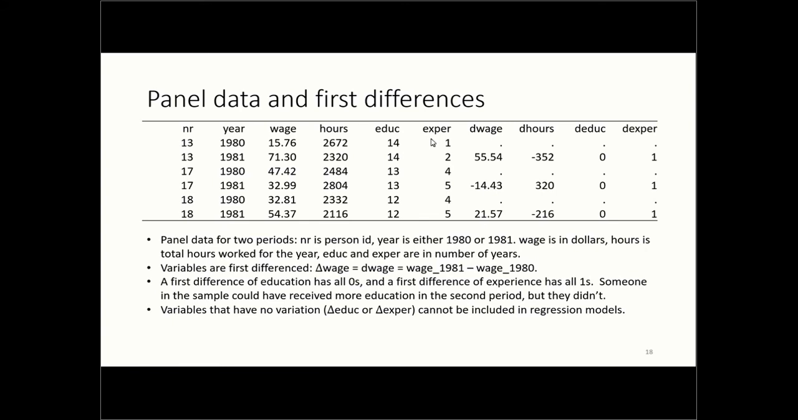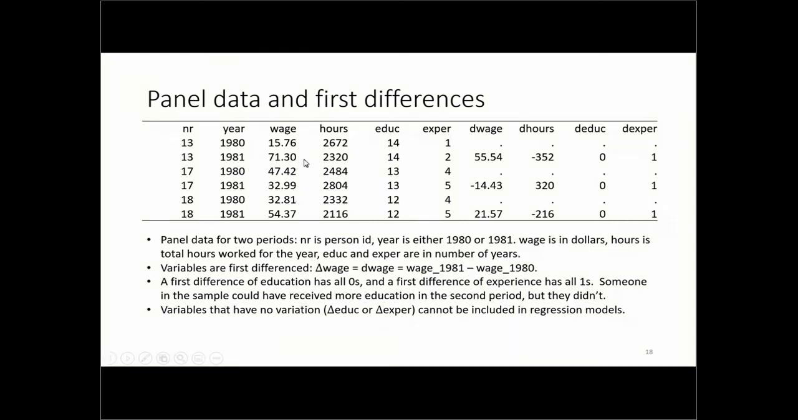And in order for us to difference, we would be using the terminology delta wage. So we would be calling this D wage. And so that would be the wage in 81 minus the wage in 80. So how we would do this is this number minus this one, it would be this one. This number minus this one would be this, and this number minus this one would be this one. So we would be taking for each individual the second period minus the first period.